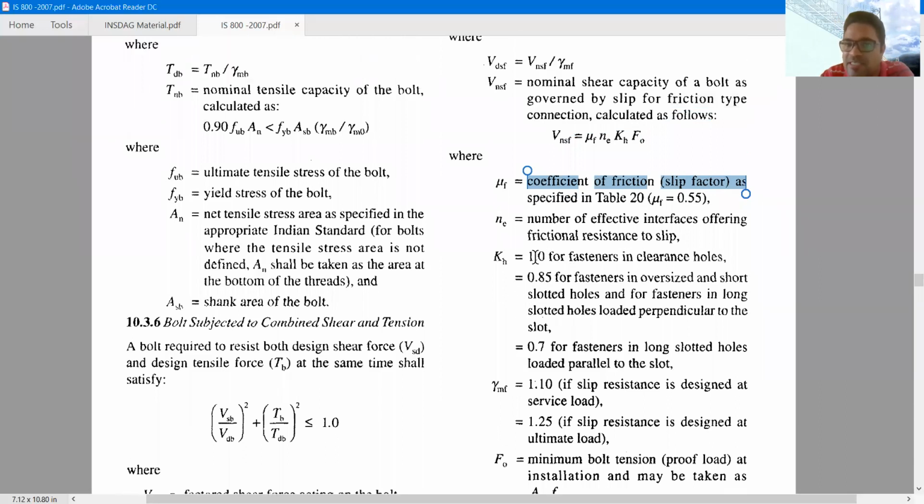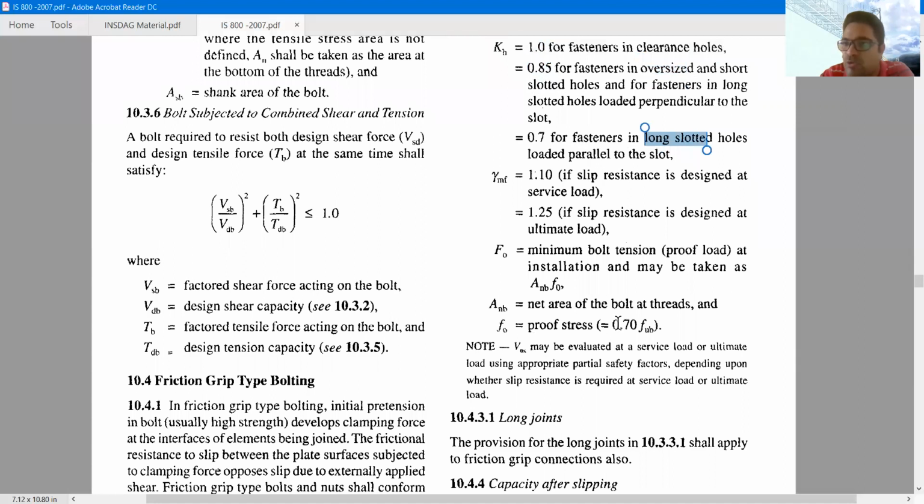Similarly, KH is the value which we use for the hole, whether we are using a standard hole, a clearance hole, or an oversized or slotted hole. For that, the value of KH will be different. So 1 will be for clearance hole, 0.85 for fasteners in oversized hole and short slotted hole, and 0.7 for long slotted hole. This is how we get the values based on the type of hole that we use for the friction grip bolt.